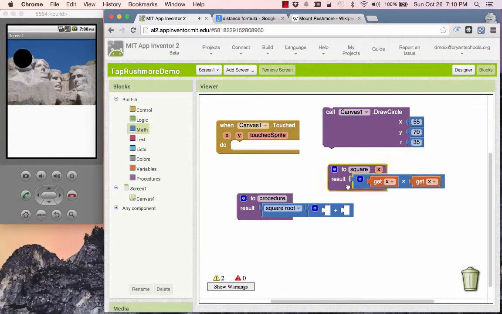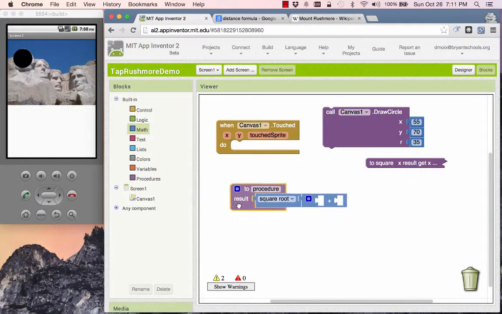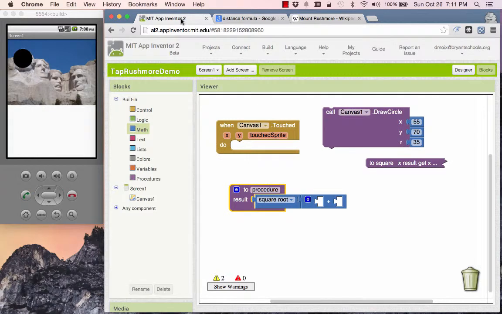So now we've made a procedure called square, which takes one value x, and it returns the product of x times x. If you want to get that stuff out of the way, you know you did it right, you're happy with it, you can collapse the block, and it goes up here into just one little block, so it's out of the way. So now we know how to square something. Back to our formula. We're going to square x2 minus x1.